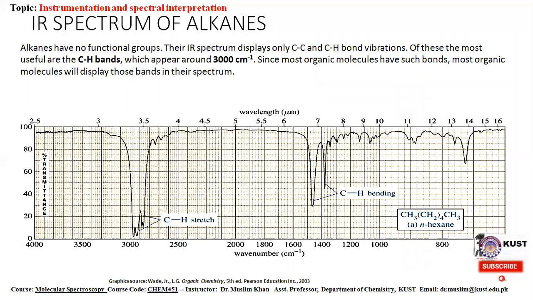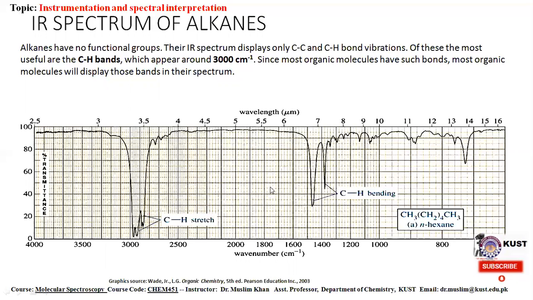So this is an example of an IR spectrum of alkane. Alkanes have no functional group. Their IR spectrum displays only carbon-carbon and carbon-hydrogen bond vibrations. Of these, the most useful are the carbon-hydrogen bands, which appear around 3000 centimeter inverse. So this is the spectrum for alkanes.